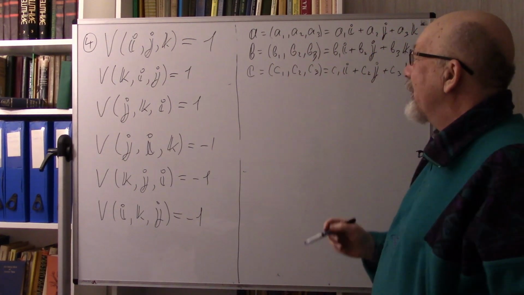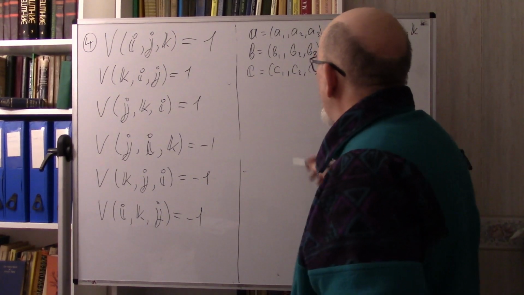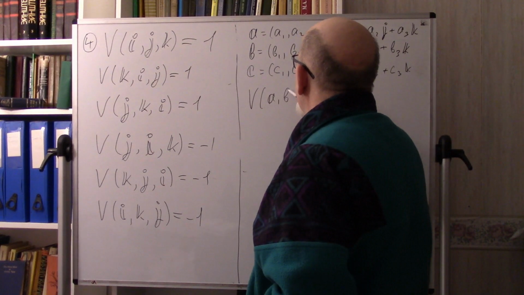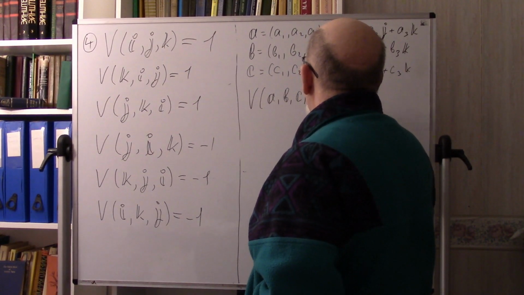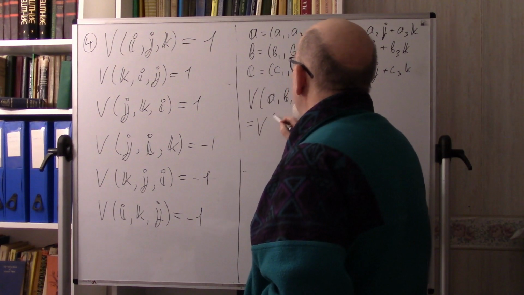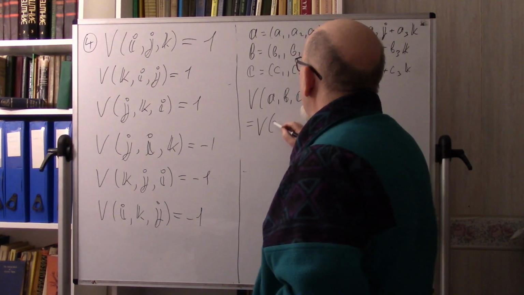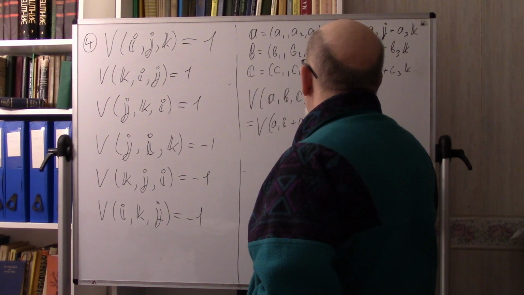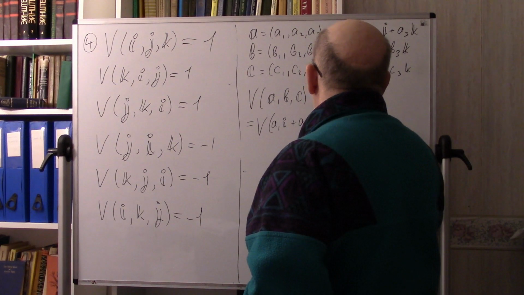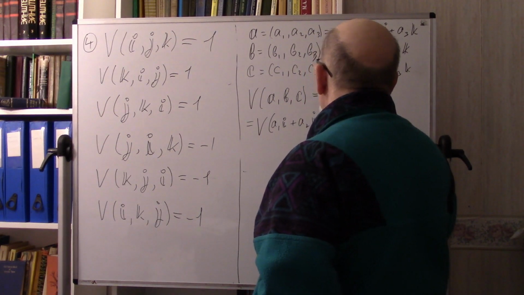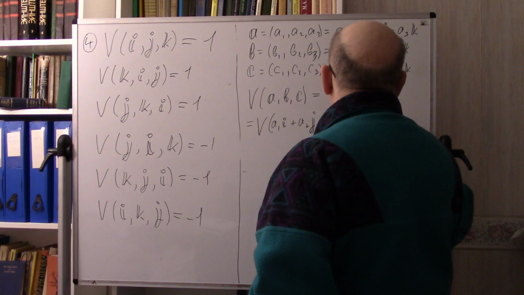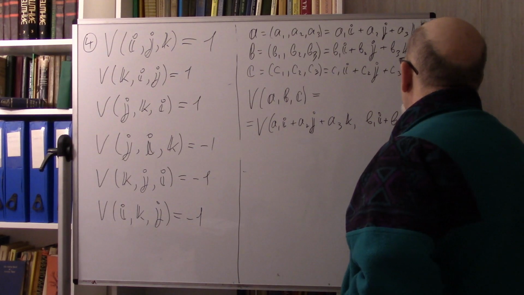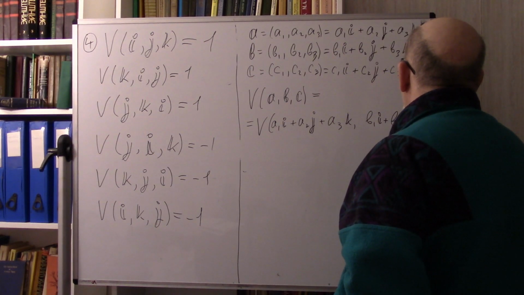So we have three vectors. Now V of A, B, C equals V of all this: A1 i plus A2 j plus A3 k, B1 i plus B2 j plus B3 k.